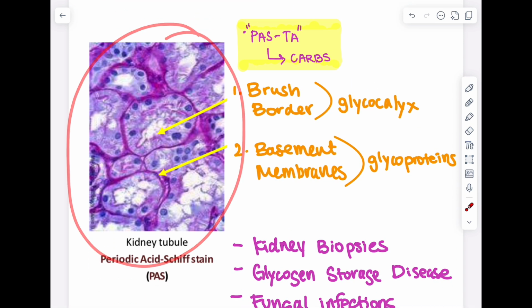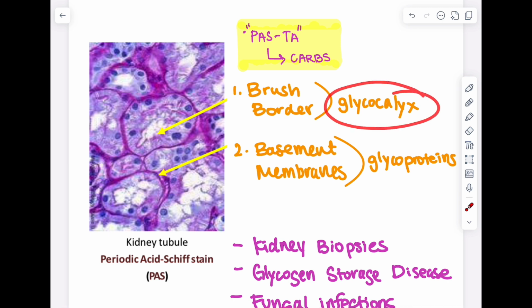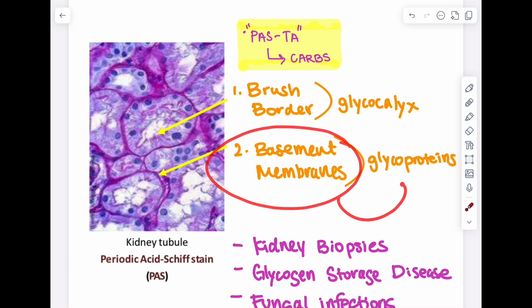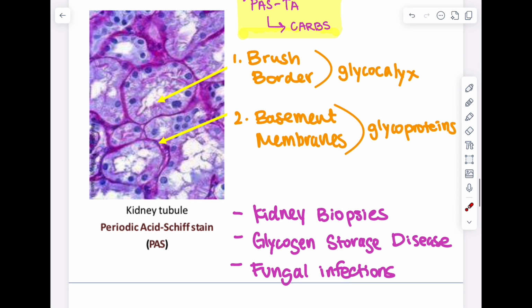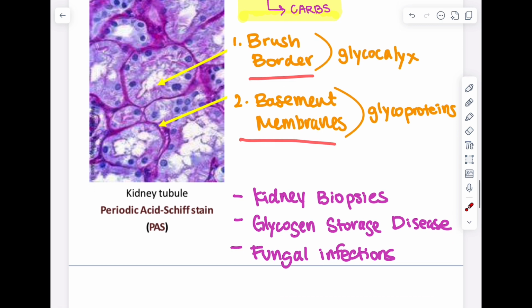So here on the left, we have a picture of kidney cells, and two arrows pointing to the brush border and the basement membranes. Again, this is all taken from our lecture, and the reason why these are specifically highlighted is because the brush border contains glycocalyx, which is a type of protein that contains carbohydrates, as well as the basement membranes, which contain glycoproteins. Again, the prefix glyco means there are carbohydrates attached to these cell structures.